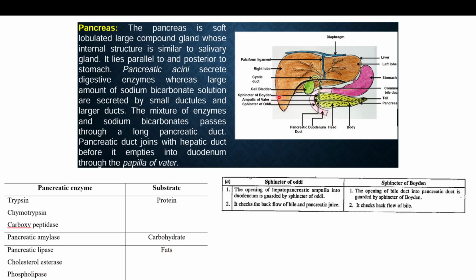So here you see in the picture there are two sphincters. One is the sphincter of Boyden in this part, and the sphincter of Oddi in a little lower part. The sphincter of Boyden guards the opening of the common bile duct into the pancreatic duct, and it checks the backflow of bile. Then a little lower, the sphincter of Oddi comes, which guards the opening of the hepatopancreatic duct into the duodenum, and it checks the backflow of bile and pancreatic juice.